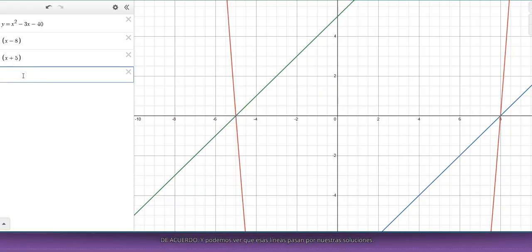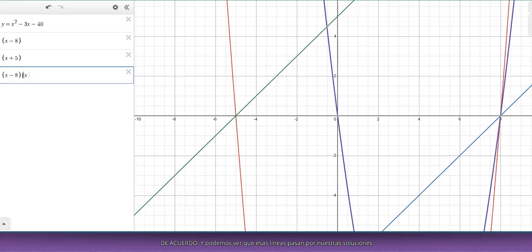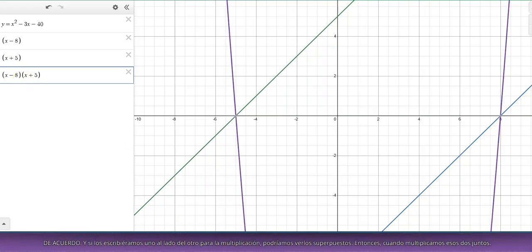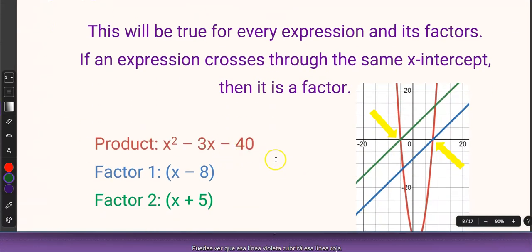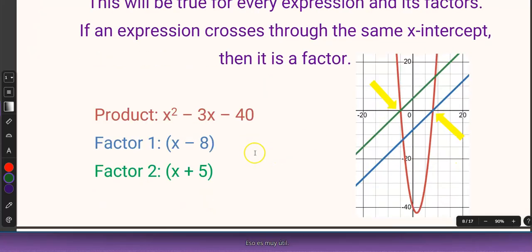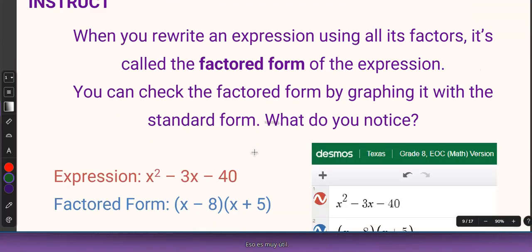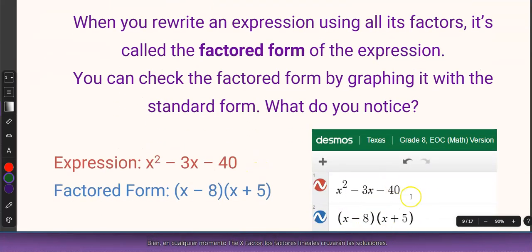And if we were to write them together next to each other for multiplication, we could actually see them overlap. So when we multiply those two together, we can see that that purple line is going to cover up that red line. So that's very useful. Anytime the linear factors will cross the solutions. When we write it out as the factors, we call that factored form.